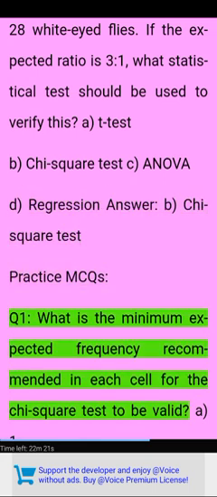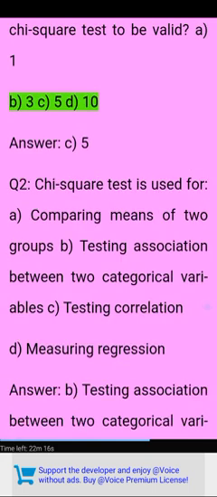Practice MCQs. Q1. What is the minimum expected frequency recommended in each cell for the chi-square test to be valid? A. 1. B. 3. C. 5. D. 10. Answer. C. 5.